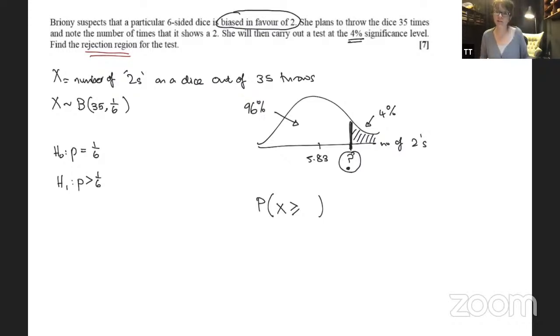And it doesn't matter if it's a wrong guess. Yes, you can absolutely do the list function in binomial. Yep, you can do trial and error, or you can do the list function in your calculator. So what we're trying to find is if she gets this many twos when she throws the dice 35 times, instead of every time doing a hypothesis test, she wants to know in advance. So she wants to know, how many 2s do I have to get out of 35 for you to believe me that I'm right when I say that the dice is biased?